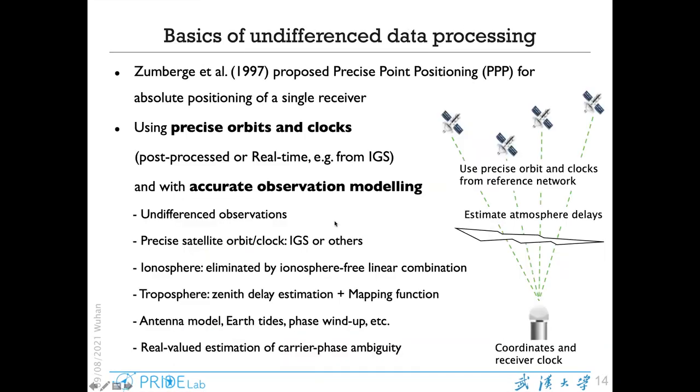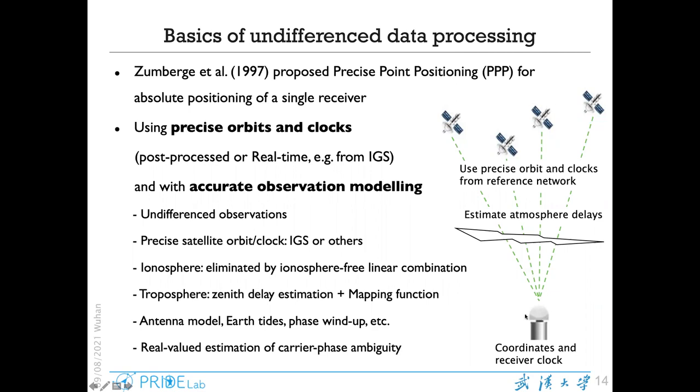All right, this is the basics for undifferenced data processing. Undifferenced means a single station. You don't need to make any differenced observations as is the case in RTK. The prerequisite to enable PPP is to have the precise orbit and clock products from some third parties, for example, IGS, the International GNSS Service. And from the graph on the right of this slide, you can see the precise orbit and clock provide the navigation or positioning datum for a single user.